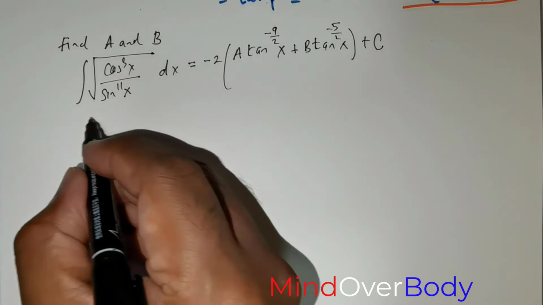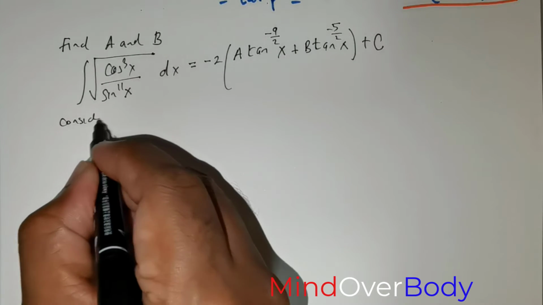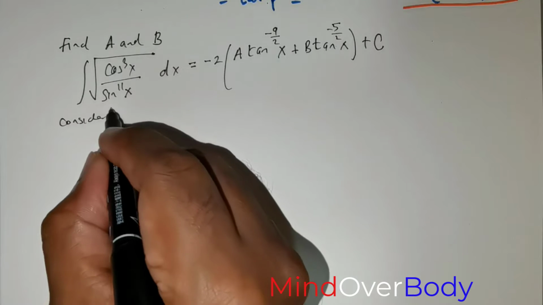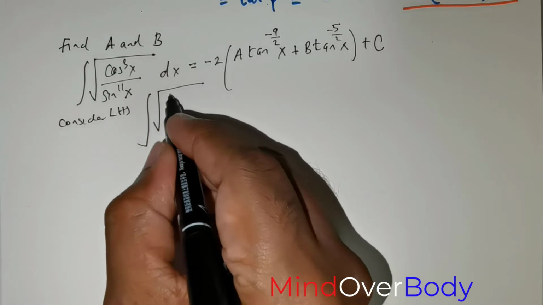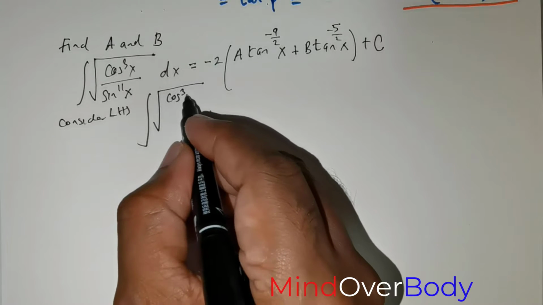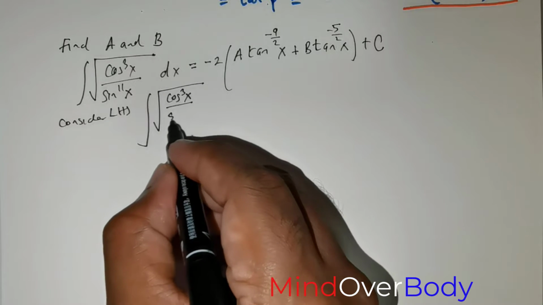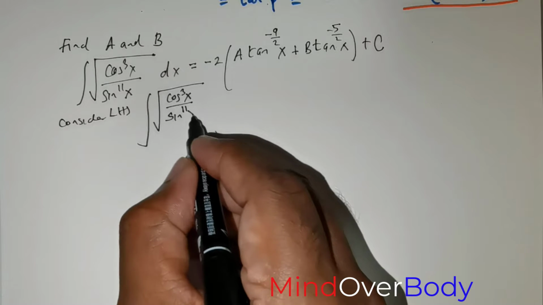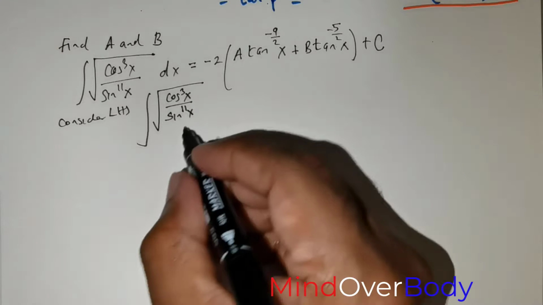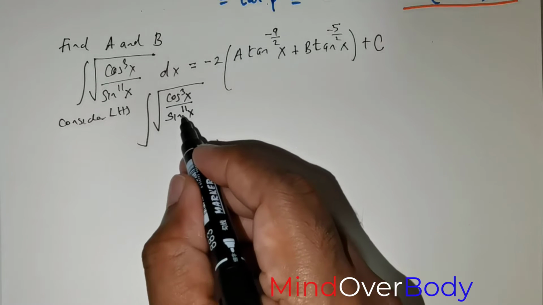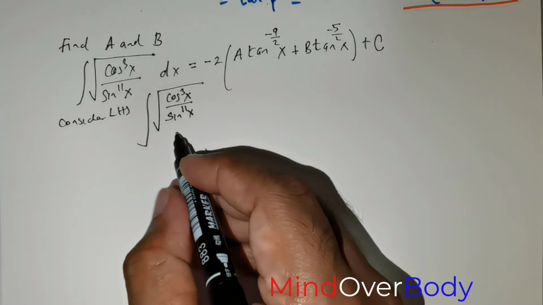So foremost I will consider the left hand side. So it's going to be the integral of the root of cos raised to the power of 3x over sine raised to the power of 11x. Now what I wish to do is bring in tan here. So for that I would have to divide this by cos raised to the power of 11x. That's exactly what I'm going to do.